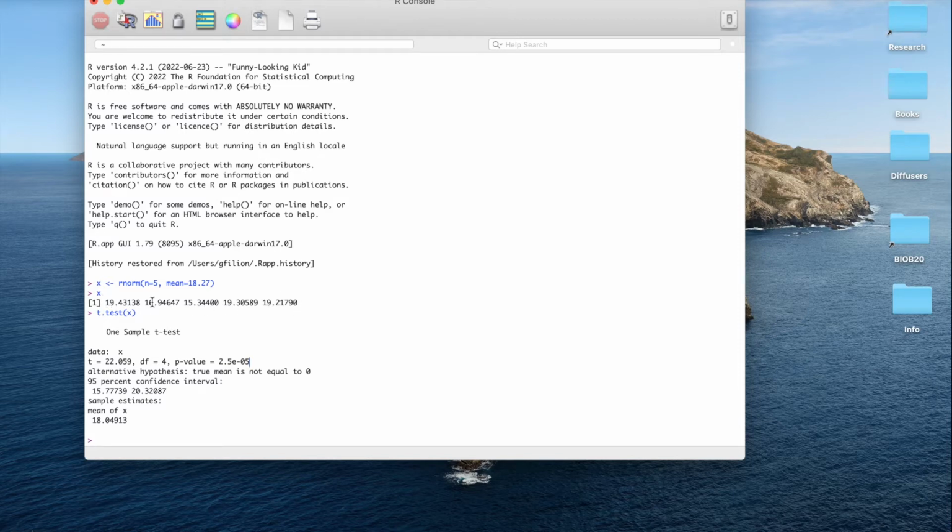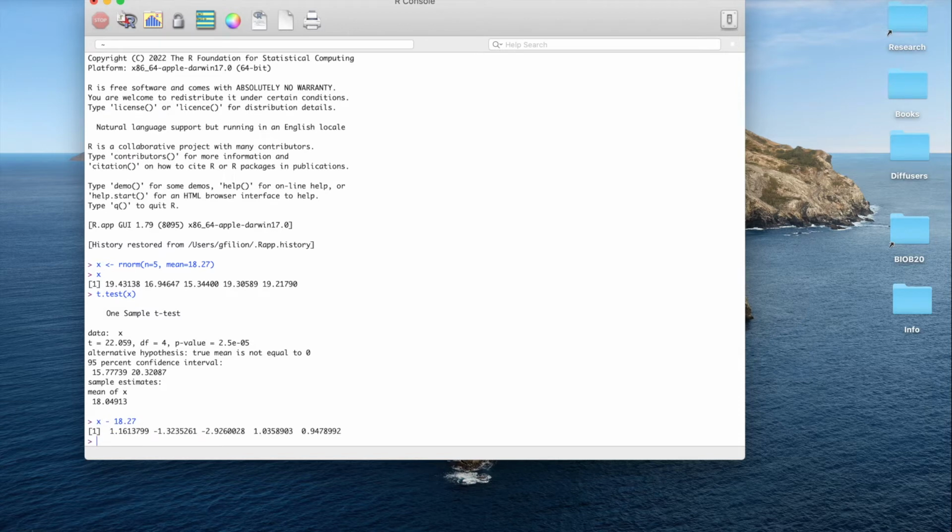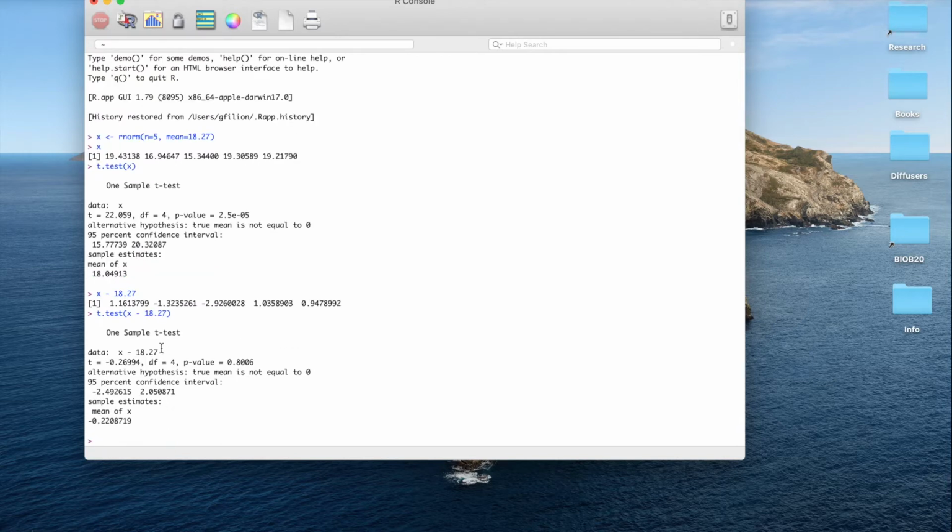But how can we test another null hypothesis? If I look at the values of x minus 18.27, I can see that those values are much closer to 0. And from what we know of the Gaussian distribution, the expected value of the shifted sample is actually 0. If I run the t-test on the shifted sample, I obtain a p-value which is much higher. The p-value is 0.8, so I accept the null hypothesis.